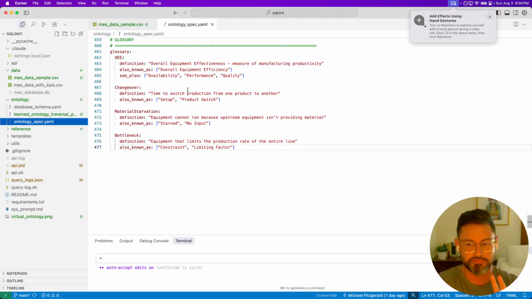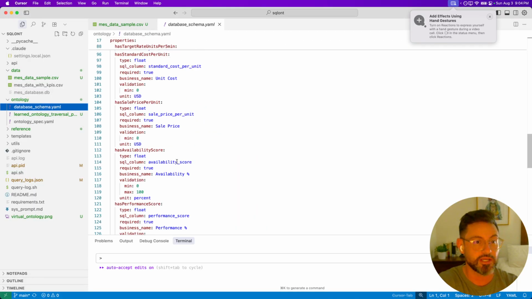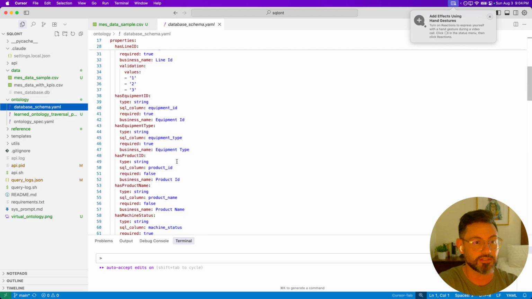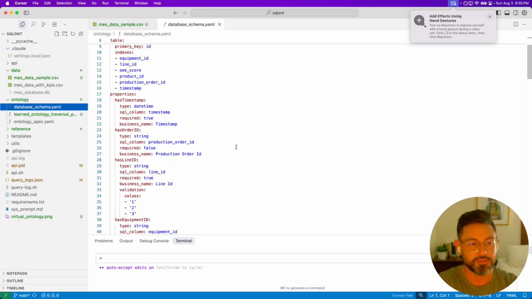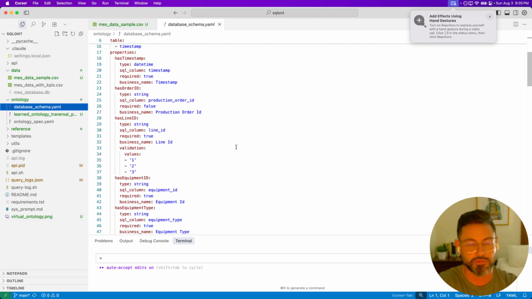The other part of this virtual ontology is the database schema. And again, it's meant to be paired with the ontology spec. And really all this is a formal description of the different fields available in the database itself. So it's a one-to-one mapping to the SQL database.